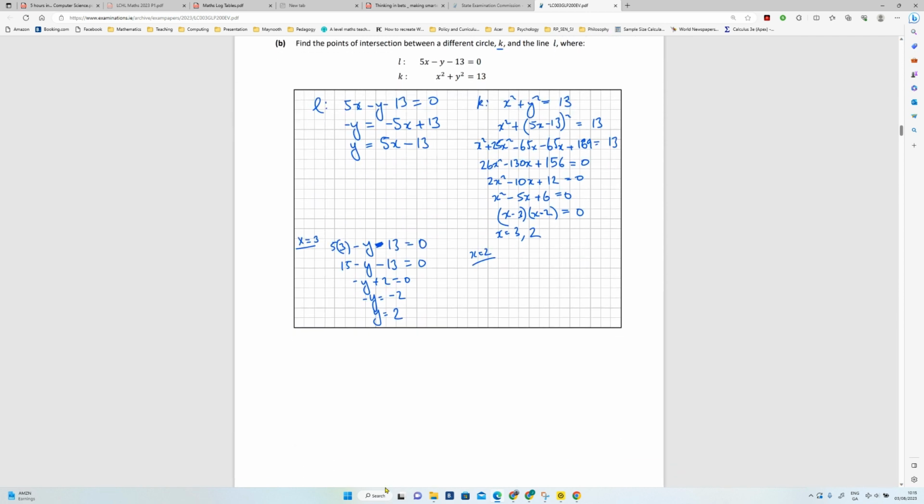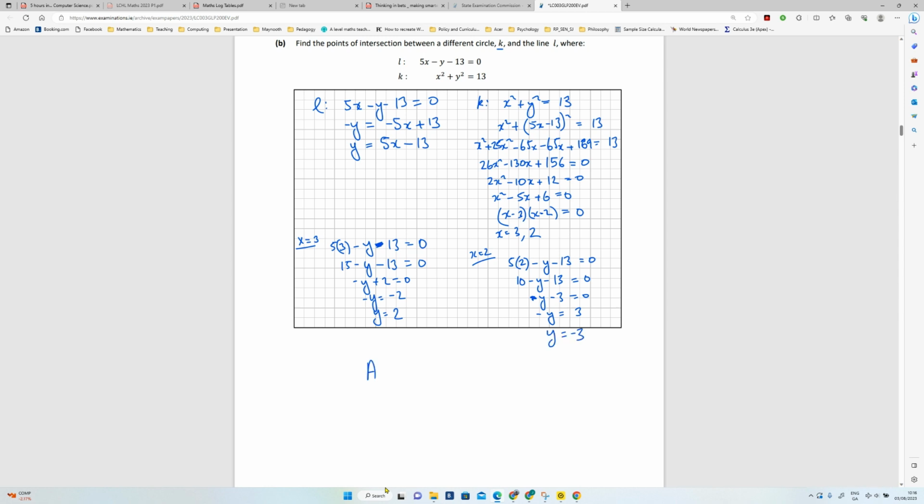And the other one is when x is 2. Again, sub it into this. So 5 times 2 minus y minus 13 equals 0. 10 minus y minus 13 equals 0. So this is going to be minus y minus 3 equals 0. Minus y equals 3. So y is equal to minus 3.